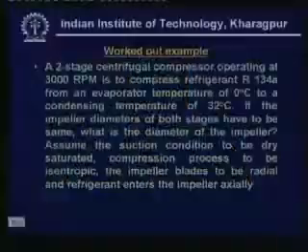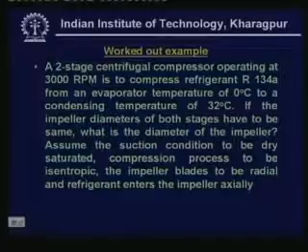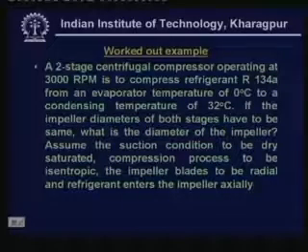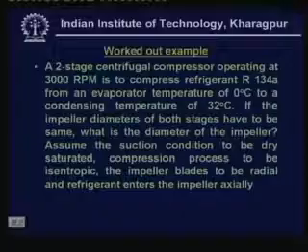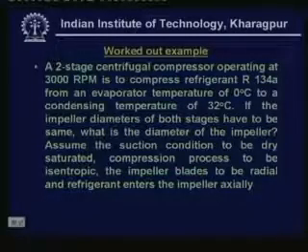The problem is like this: a two-stage centrifugal compressor operating at 3000 rpm is to compress refrigerant R134a from an evaporator temperature of 0 degree centigrade to a condensing temperature of 32 degree centigrade. If the impeller diameters of both stages have to be the same, what is the diameter of the impeller? Assume the suction condition to be dry saturated, compression process to be isentropic, the impeller blades to be radial, and refrigerant enters the impeller axially.